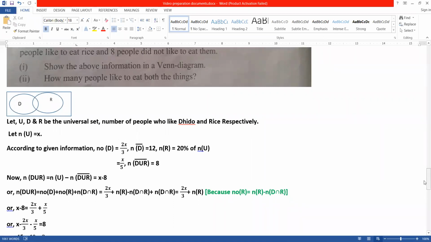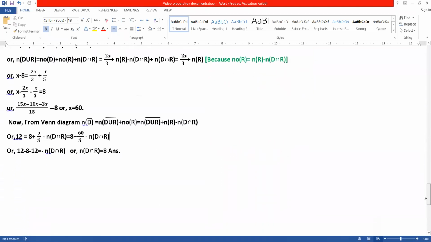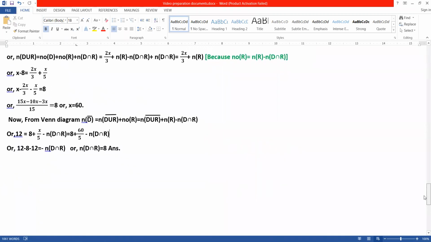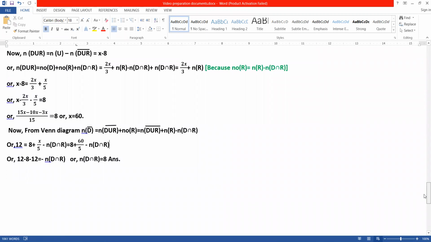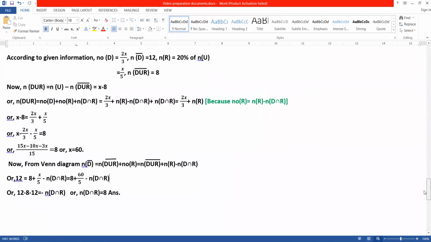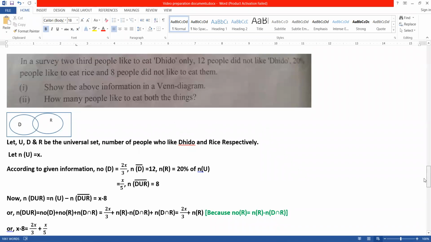So the question's objective is to find how many people like to eat both the things. How many people like to eat both the things means the intersection. So we have found n(D intersection R) in this way. All these formulas, whatever we are using, are all from this Venn diagram. Okay, hope that you understood well. Thank you all for being here.